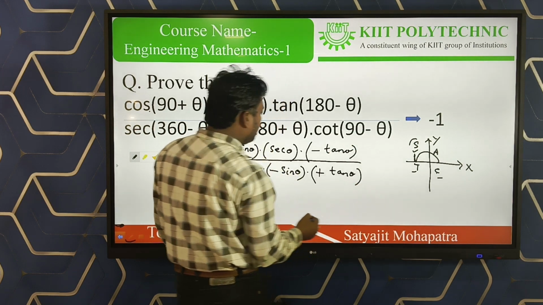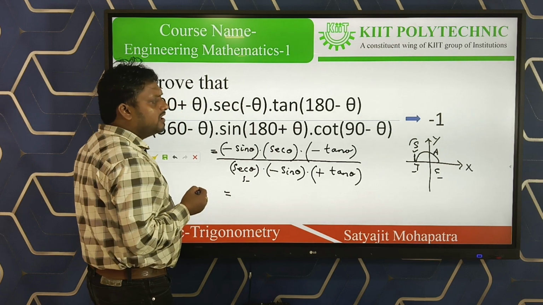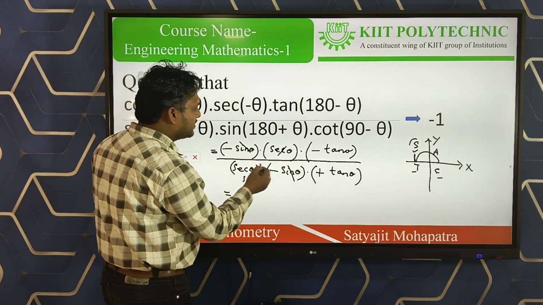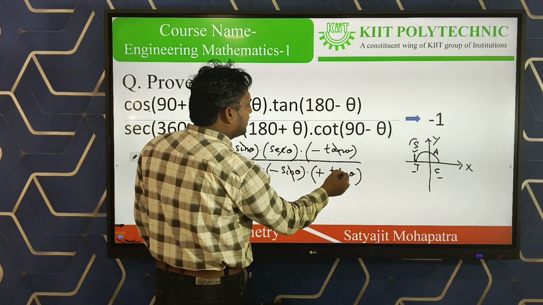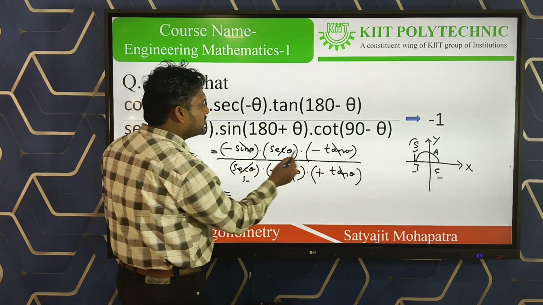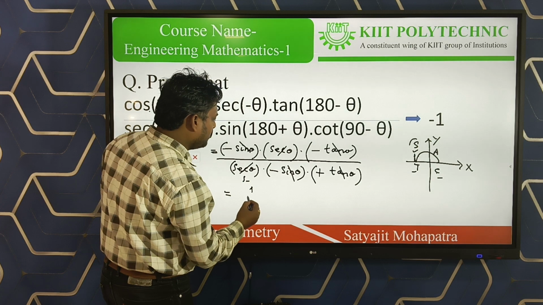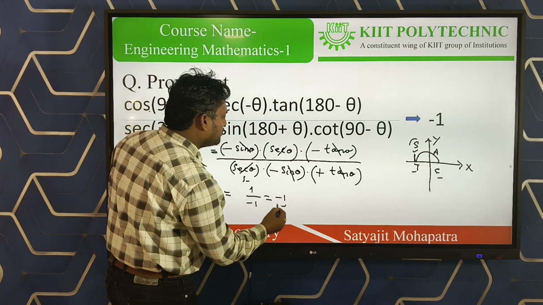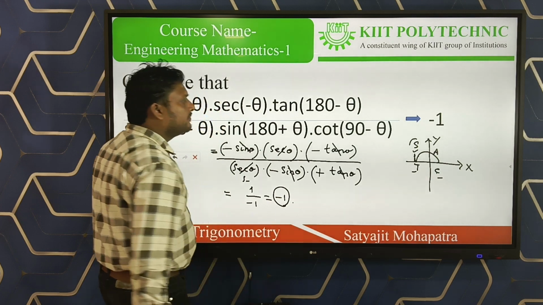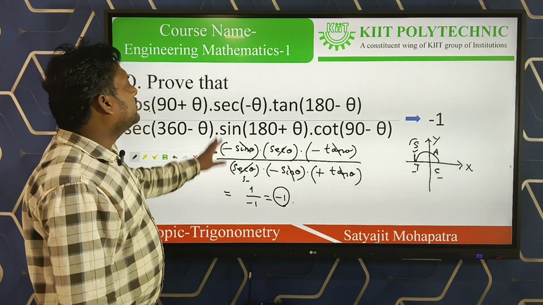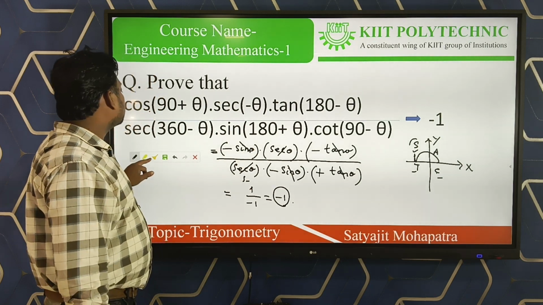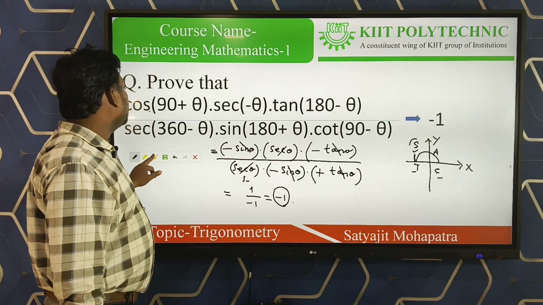Now it is simplified, just do the division. Next, you can easily do it: sin cancels, sec cancels, tan cancels. What is left over? Minus 1 into minus 1, that is plus 1, divided by this, which is minus 1. Answer will be minus 1. Okay, this is the first problem based on the ASTC formula. Then we'll go to the next slide.